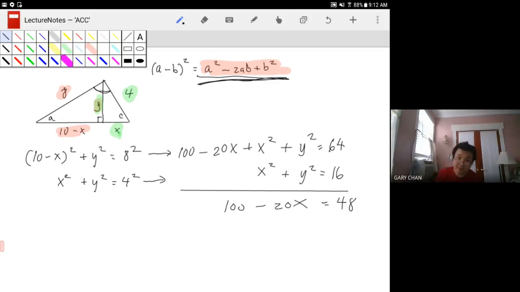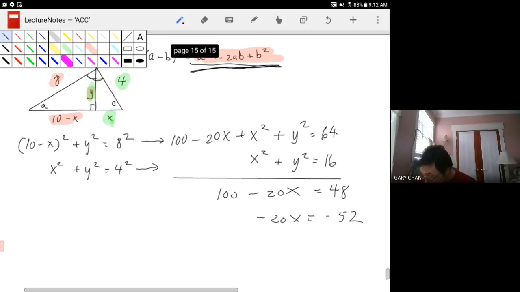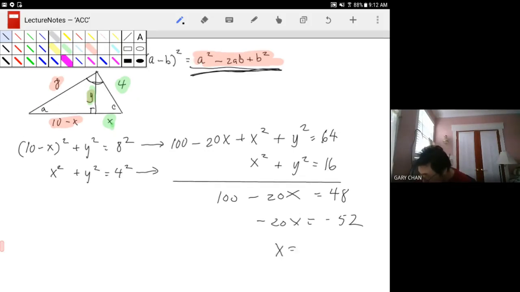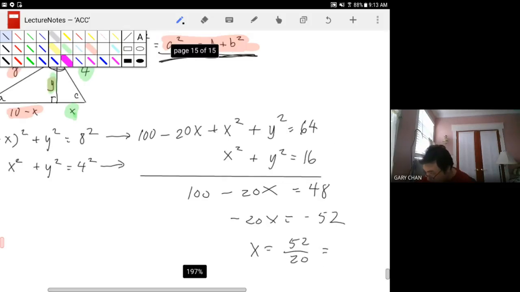Look at that. The work, everything's boiling down. I'm going to subtract 100 from both sides. I end up with negative 20x equals negative 52. Divide both sides by 20. I end up with my answer as 52 over 20, or this is simply 2.6.